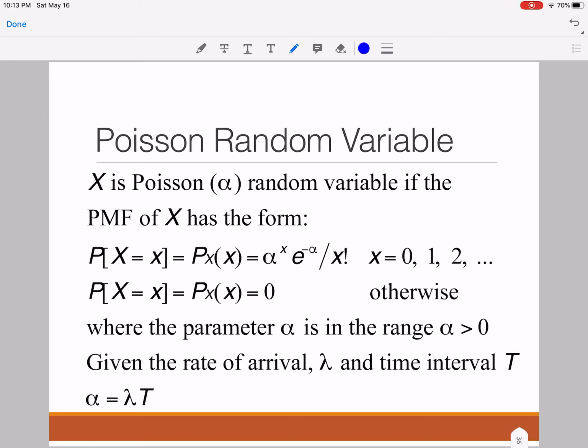Now the alpha parameter is a product of lambda and t, where lambda is the rate of arrival and t is the time interval over which you are interested in counting the number of arrivals. So alpha is equal to lambda times t. In fact, alpha is your average number of arrivals over period t. Using this PMF, we answer different questions like, what is the probability that in a time interval of 0.25 seconds, I have exactly 5 arrivals, and so on and so forth.